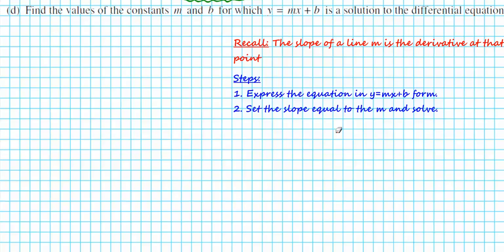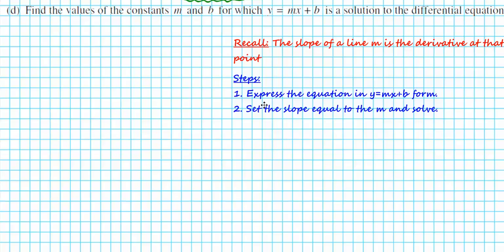Okay, let's take a look at the last question. Part D, it says, find the values of the constant m and b for which y equals mx plus b is a solution to the differential equation. Now, one thing you want to remember is that the slope of a line, m, is the derivative at that point, okay? So these are the steps we're going to use to solve this problem.